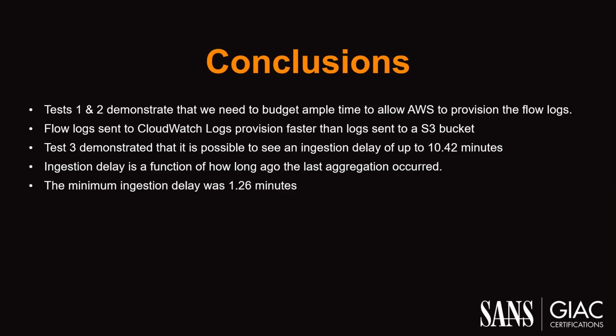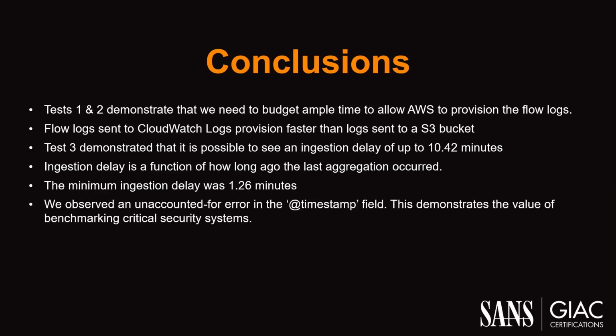The minimum ingestion delay was 1.26 minutes, and lots of bad stuff could be detected late if you're expecting to use flow logs for real-time detection. I think that AWS would tell you, well, that is not the use case that flow logs were designed for. Instead, use something like a web application firewall. We observed an unaccounted for error in the @timestamp field generated by CloudWatch Logs Insights of +1 to -60 seconds during our test and +60 to -58 during a previous test. This demonstrates the value of benchmarking critical security systems.